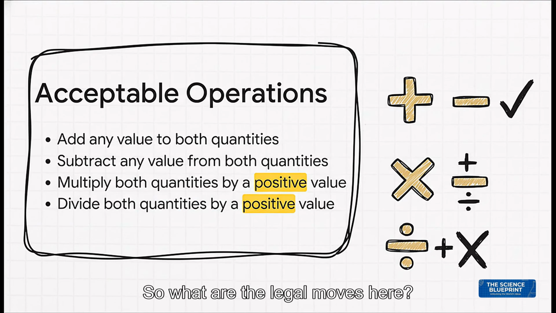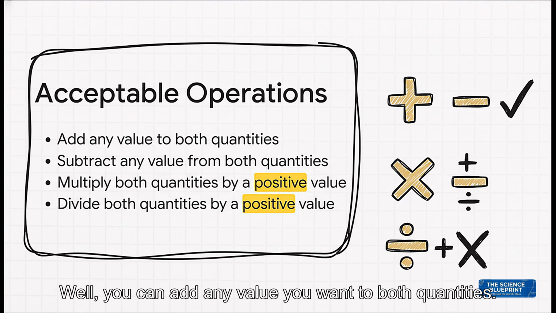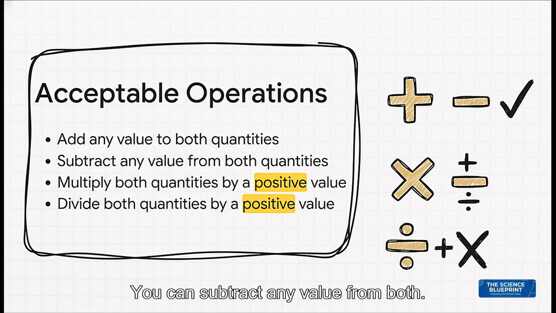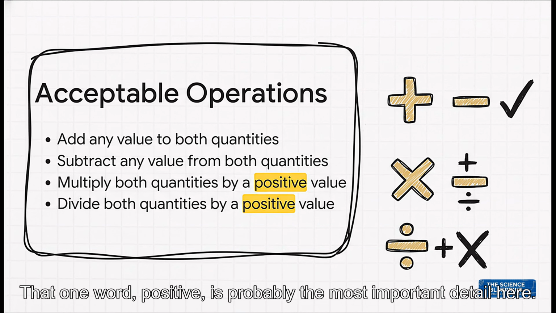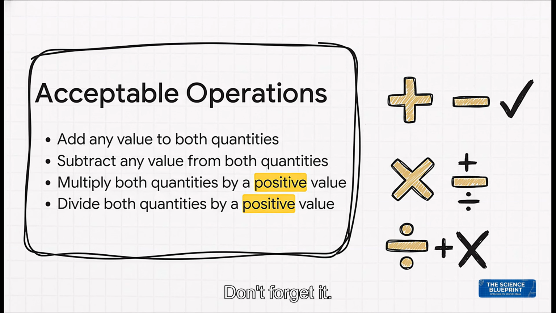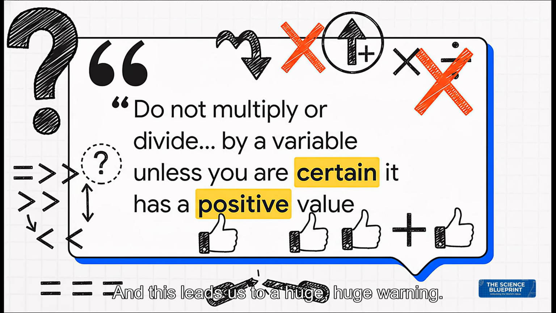So what are the legal moves here? Well, you can add any value you want to both quantities, you can subtract any value from both, and you can multiply or divide both quantities by a, and this is key, a positive value. That one word, positive, is probably the most important detail here. Don't forget it. And this leads us to a huge, huge warning.